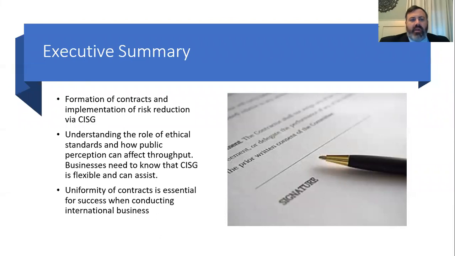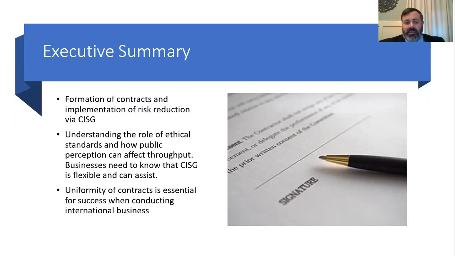In the executive summary, you can see that we're going to be talking about international contracts. Basically, this presentation is going to cover the formation of contracts, implementation of risk reduction via CISG, understanding the role of ethical standards and how public perception can affect throughput, and let you know that businesses need to know how CISG is flexible and can assist.